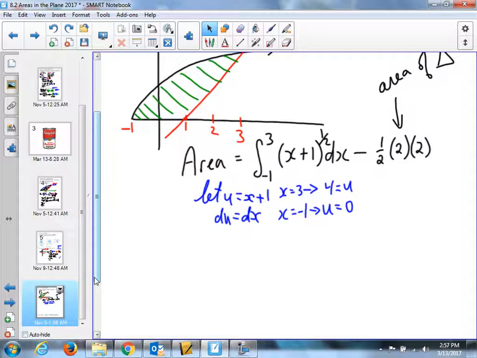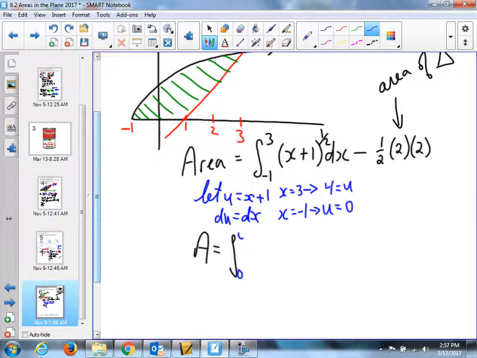So when I get this back into the expression, area equals, I'm going now from 0 to 4, du, yep, that's a direct match, so u to the 1/2, substitute it, du, subtract. I can do this in my head too, right? Calculator. You'd use a calculator, yeah.